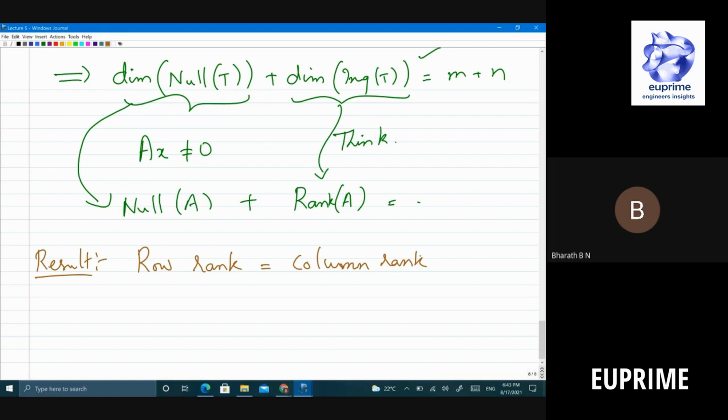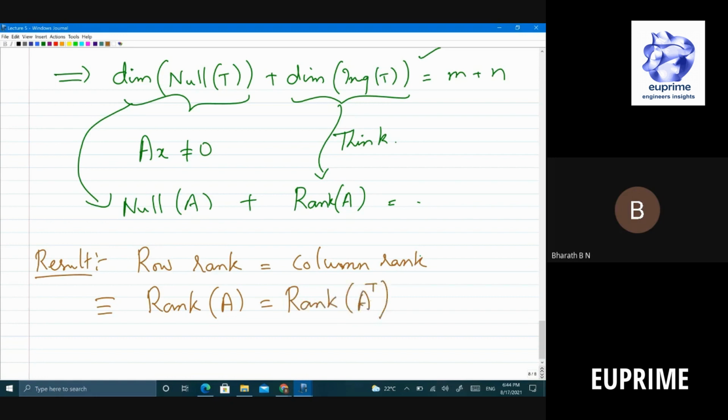Oh, that's what I'm saying. That's what you're supposed to prove. Row rank means rank of A in terms of the rows. If you are defining your rank as the number of linearly independent columns, then rank of A is the number of linearly independent columns. Rank of A transpose is the number of linearly independent rows of A, right? So rank of A equals rank of A transpose. Good. Let me also write that: rank of A is equal to rank of A transpose.